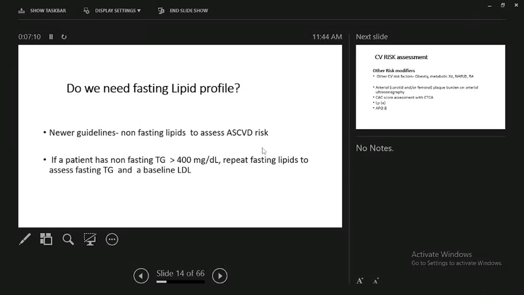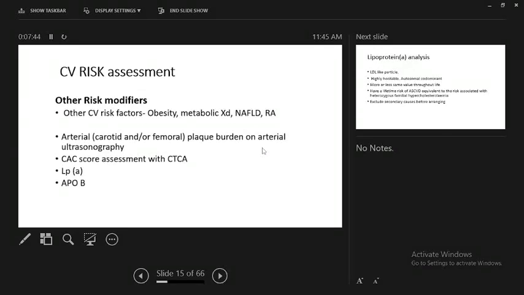Do we need a fasting lipid profile? The guidelines actually do not recommend a fasting lipid profile to assess cardiovascular risk. However, it is very convenient for the patient, because you can ask the patient to come at any time and give the blood lipid profile. However, when you do a random lipid profile, if the triglyceride is more than 400, then you need to do the fasting one to assess the triglycerides as well as the LDL, because when the triglycerides are more than 400, we cannot get the LDL value.